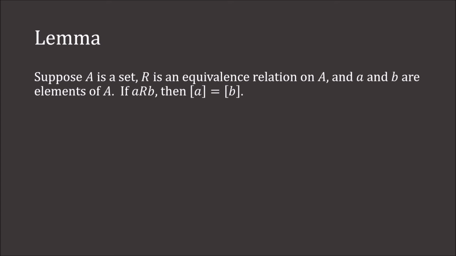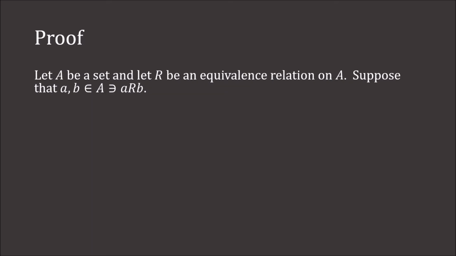So now suppose A is a set, R is an equivalence relation on A, and a and b are elements of A. If a is related to b, then the class of a is equal to the class of b. So let A be a set, let R be an equivalence relation on A. Suppose that a and b are elements of A such that a is related to b. Right? So remember, what we have to show is that the class of a is equal to the class of b. Well, classes are sets.